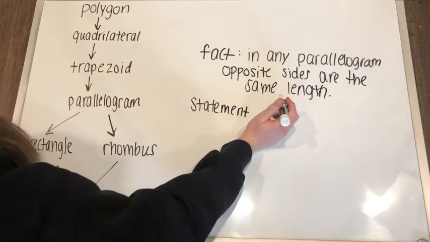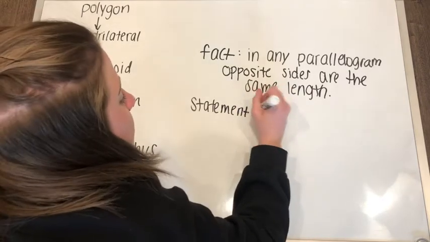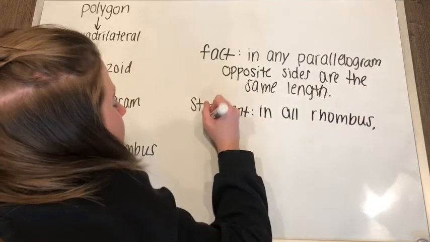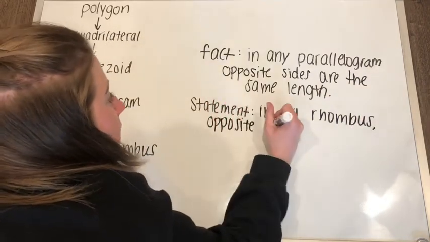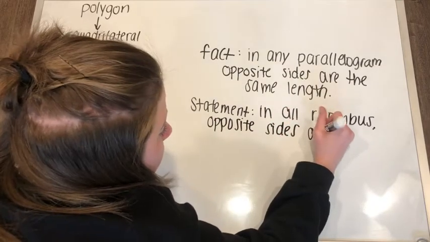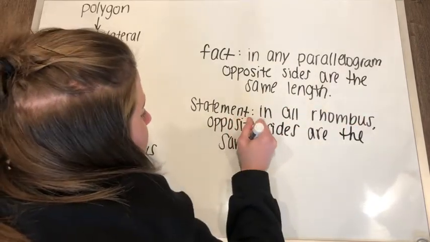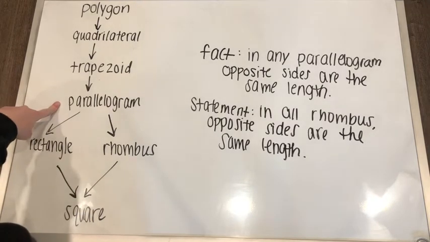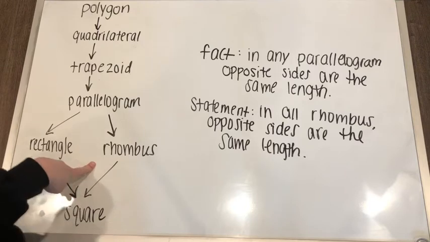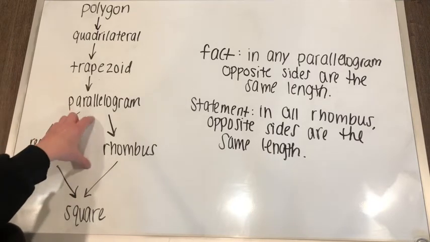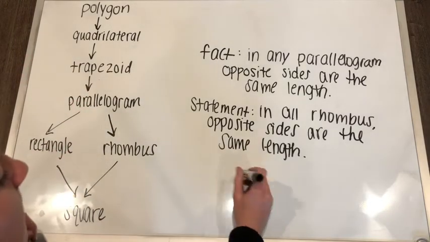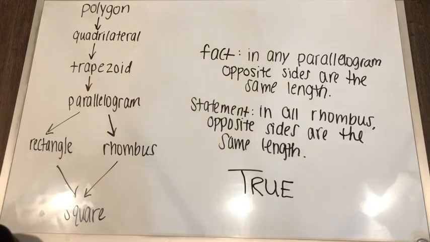So here's our statement. In any rhombus, opposite sides are the same length. So is that true or false? Well, let's look at the rhombus. One thing we know about the rhombus is that all sides are the same length, but we also know that because in parallelograms the opposite sides are the same length, it then even goes here because the rhombus shares what a parallelogram has. So if parallelograms have opposite sides the same length, then so does a rhombus, so that's true.